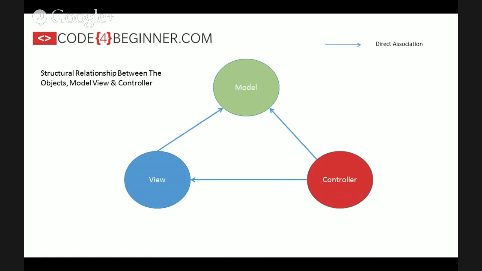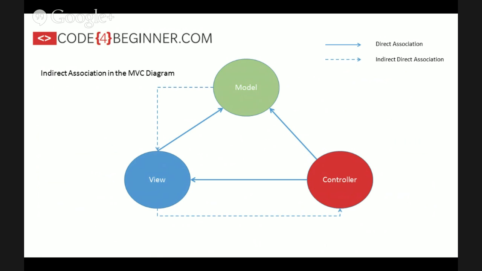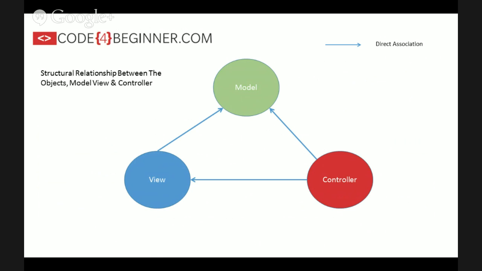Now let us look at the structural relationship between objects, model, view, and controller. Now this diagram all of you would have seen in most textbooks or on many websites. One question that I had while I was learning was, what do these arrows represent? Now the answer to that is, these arrows represent direct association, whereas dotted arrows represent indirect association. Well, let's come to this later.